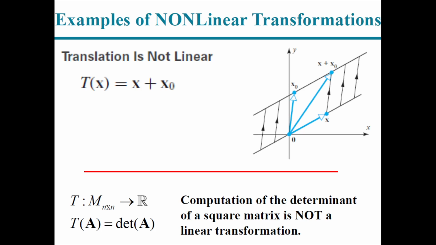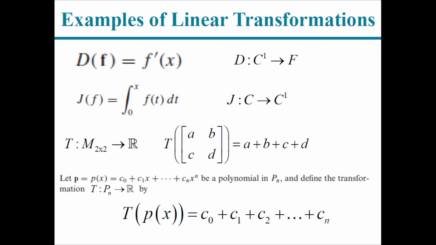Okay, so you see now that we can have transformations that work on other objects different from just numbers and vectors: matrices, polynomials, other functions. Some examples of linear transformations that you are used to: the derivative.